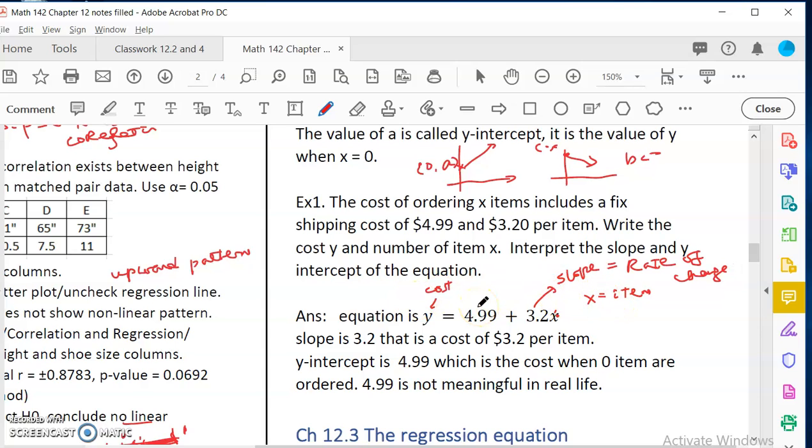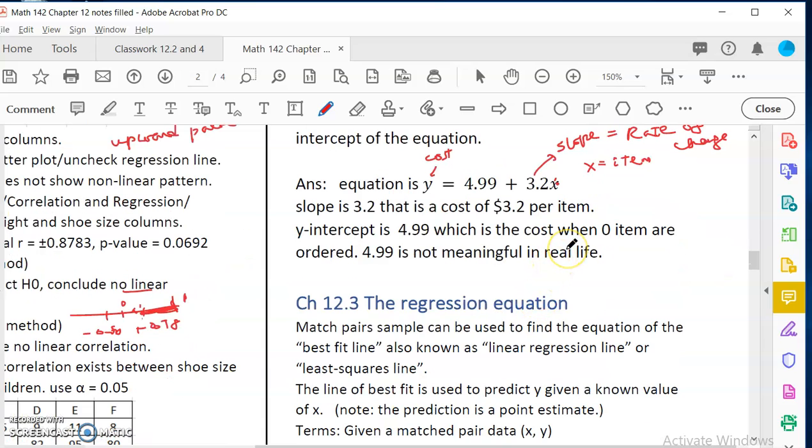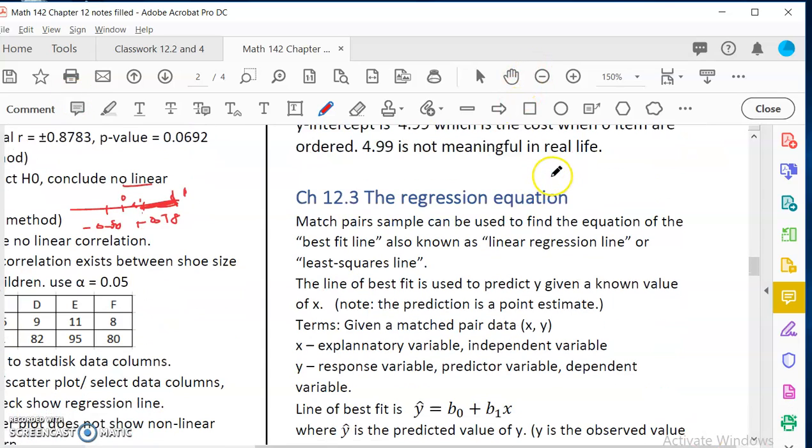The y-intercept is 4.99. That's the number that doesn't have x values. It is the cost when 0 items are ordered. Now, in this case, it's not meaningful. If you don't order anything, you don't need to pay 4.99, right? But theoretically, when x is 0, you pay 4.99. It's not meaningful in real life.